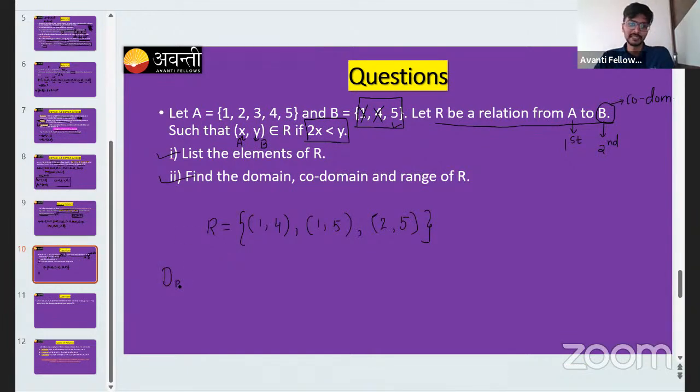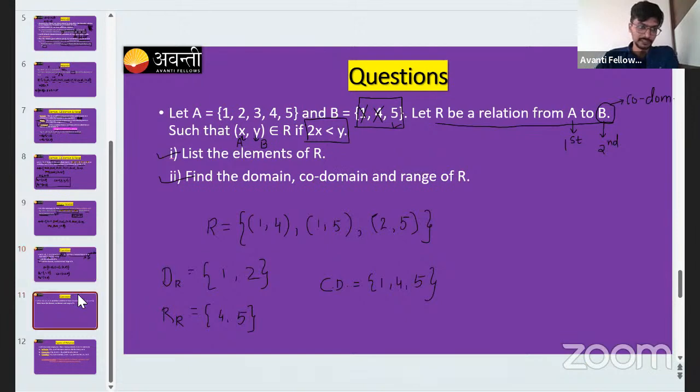So domain of R will be the first elements from R, which are 1, 1, and 2. So that means 1 and 2. Range of R will be the second elements. Second elements are 4, 5, 5, which means 4 and 5. Now, as we already defined, codomain is the set B. So codomain is the set B, which is 1, 4, and 5. So yeah, both of my questions are done.